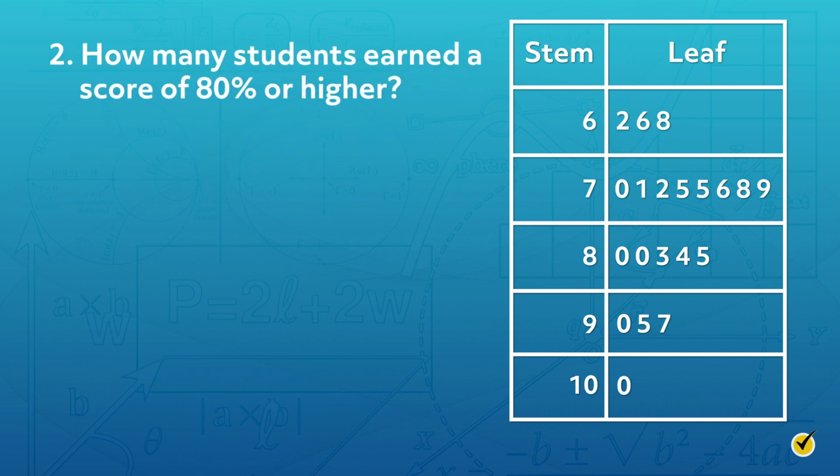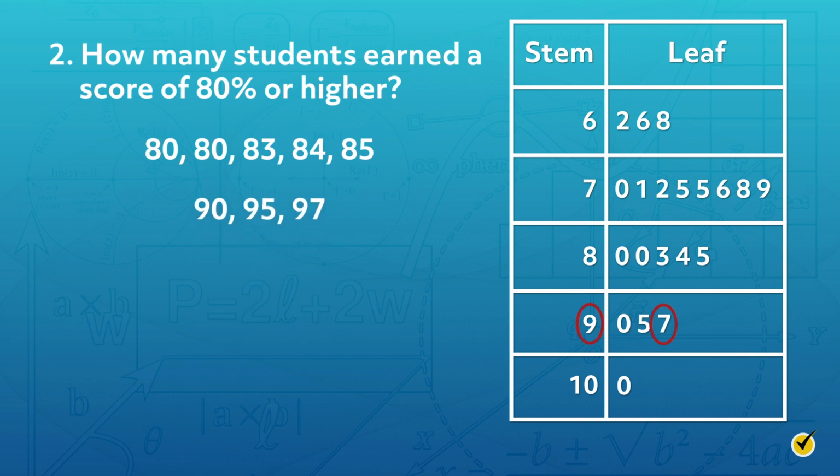How many students earned a score of 80% or higher? To answer this question, we need to count how many numbers have a stem of 8, 9, or 10. Since there are 5 leaves shown for a stem of 8, there are 5 test scores in the 80s: 80, 80, 83, 84, and 85. Since there are 3 leaves shown for a stem of 9, there are 3 test scores in the 90s: 90, 95, and 97. There's 1 leaf shown for a stem of 10, so the test score is 100%. Adding these together, 9 students earned a score of 80% or higher on the math test.